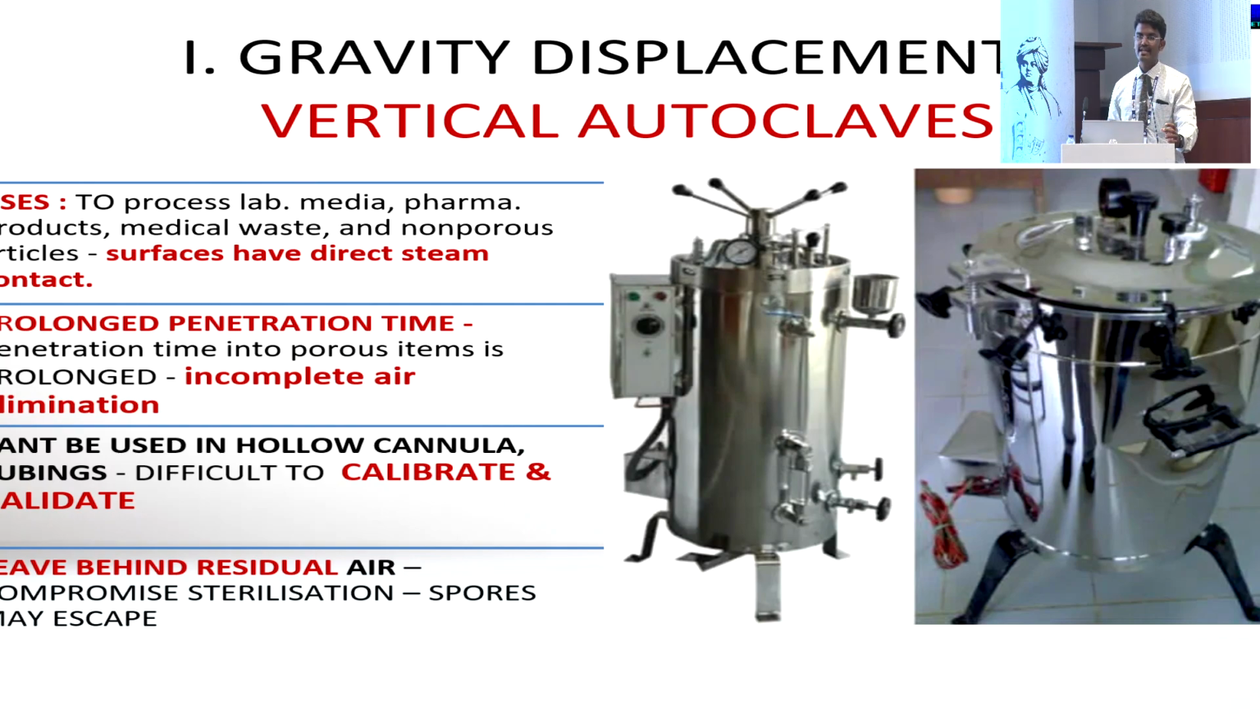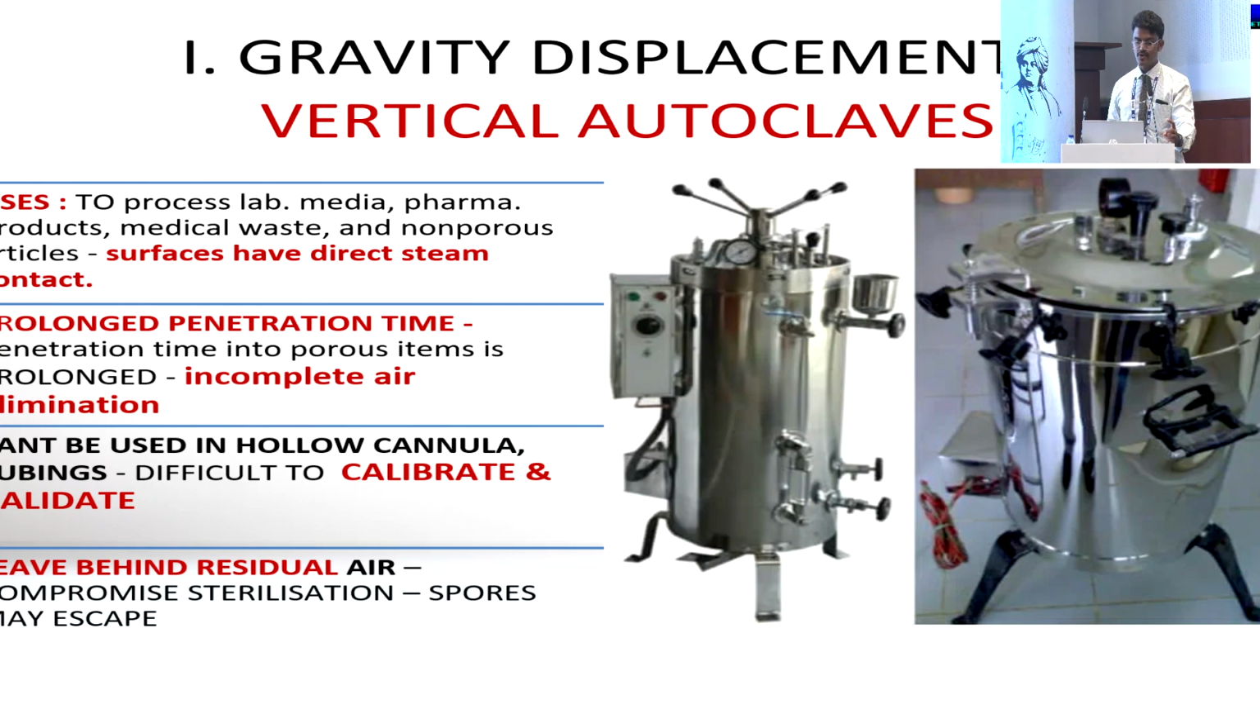So when you talk about gravity, you have to talk about it in terms of height and verticality. So the vertical autoclaves work on the principle of gravity displacement, which is used to process lab media, pharmaceuticals, and some amounts of medical waste and non-porous articles. Remember, how do we remember so many things? It's very simple. Surfaces which require direct steam contact have to be used in vertical autoclaves.